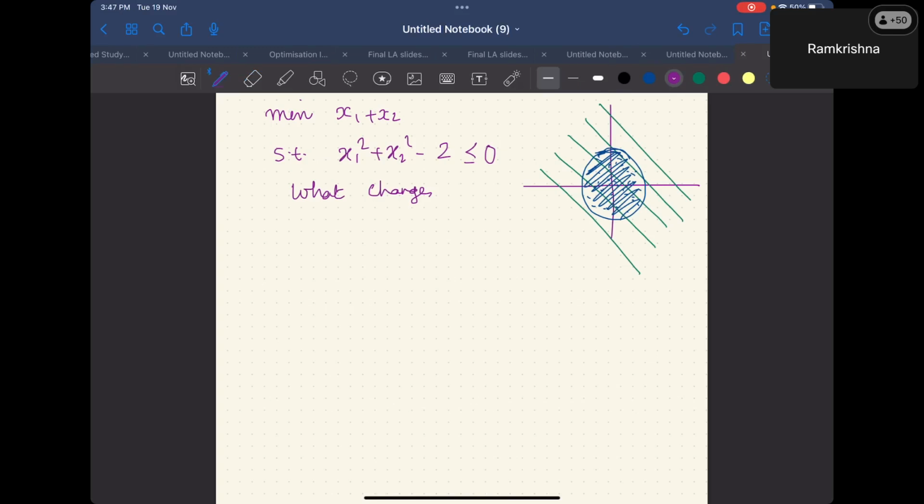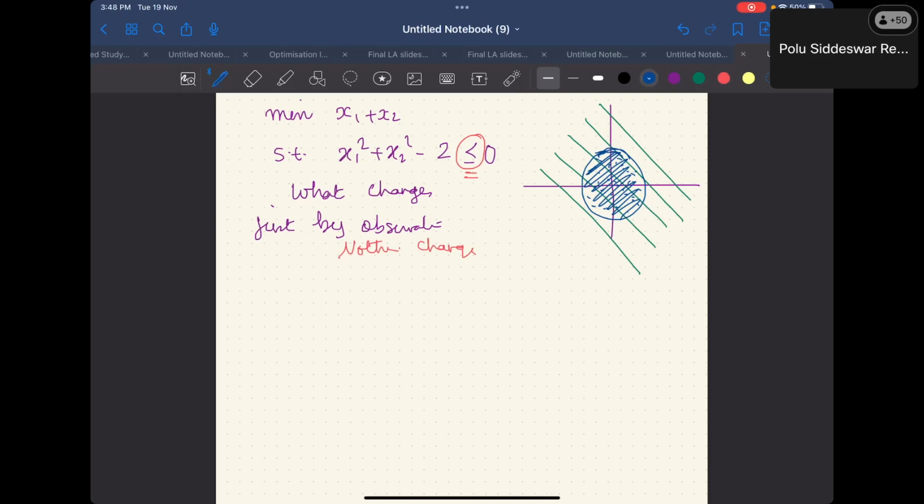First, just by observation, does the minimum change? No math or anything, just looking at the picture, does the minima change when I change this from equality to inequality? No, I think it should be just the lower tangent. Nothing changes, right? Okay, that's the correct answer.